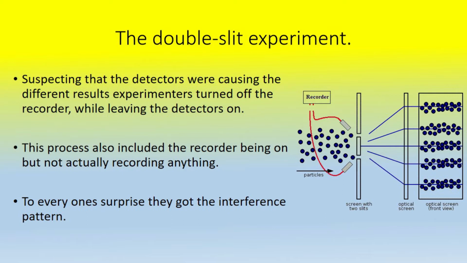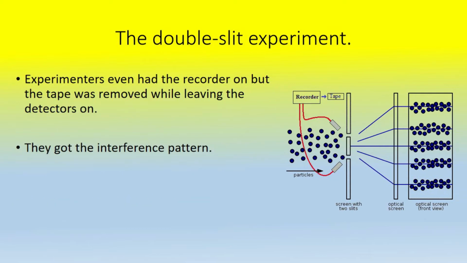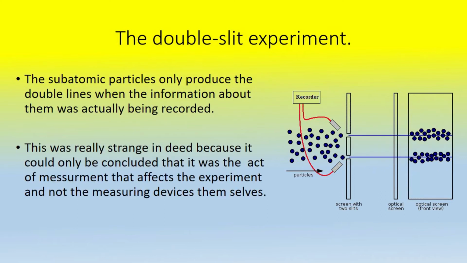experimenters turned off the recorder while leaving the detectors on. This process also included the recorder being on but not actually recording anything. To everyone's surprise, they got the interference pattern. Experimenters even had the recorder on, but the tape was removed while leaving the detectors on. They got the interference pattern. The subatomic particles only produce the double lines when the information about them was actually being recorded.